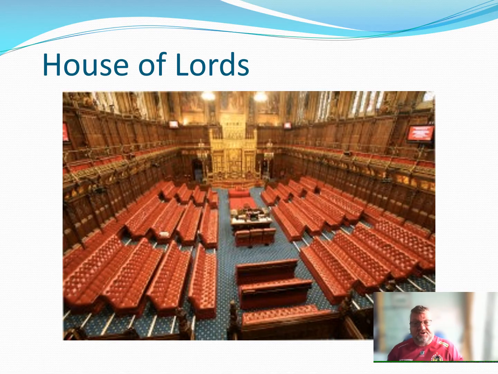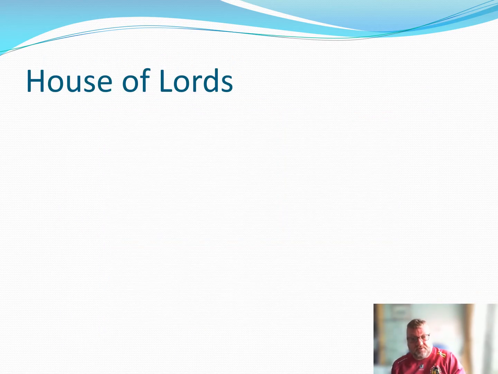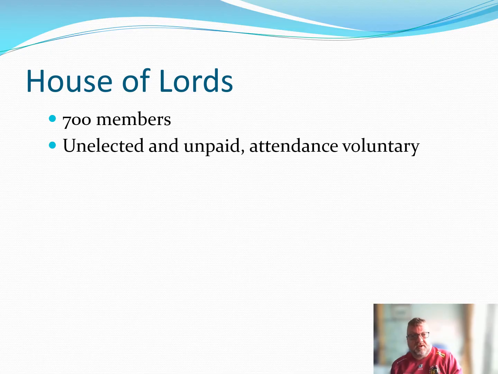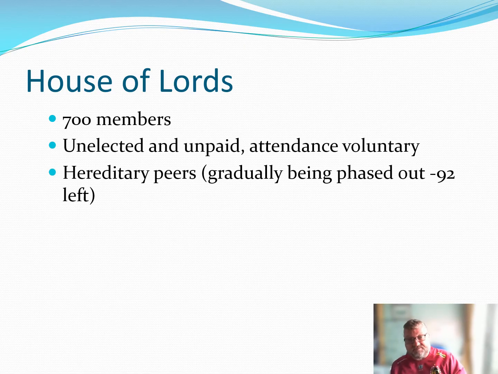The second house, which you may not know so much about, is the House of Lords, and that's the red seats. So there are two chambers in the Palace of Westminster, in the Houses of Parliament. Notice it's the Houses of Parliament, the Commons, and you've got the Lords. Now, the House of Lords is made up of 700 members. They are unelected, they're unpaid, and attendance is voluntary, whereas MPs obviously are paid.